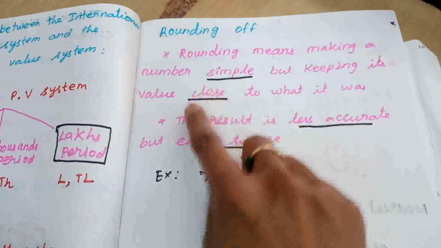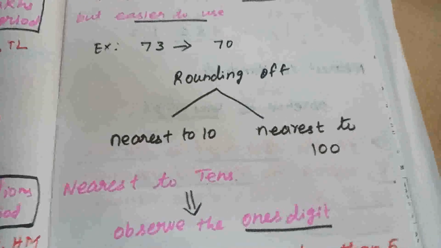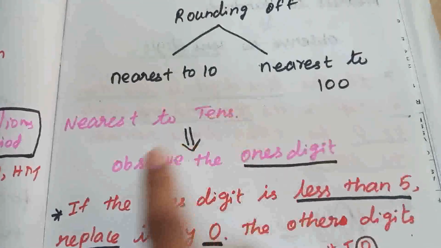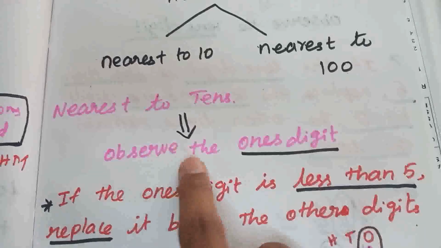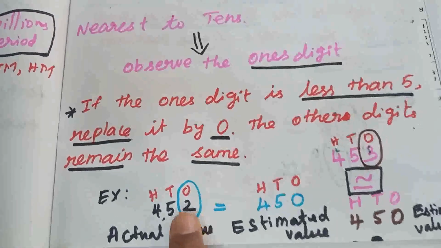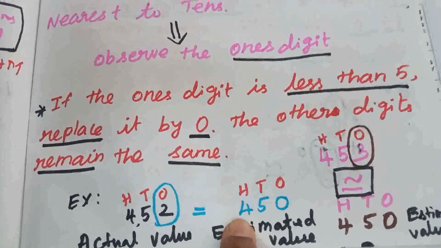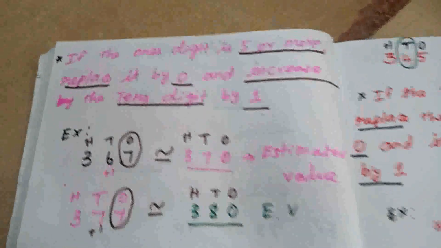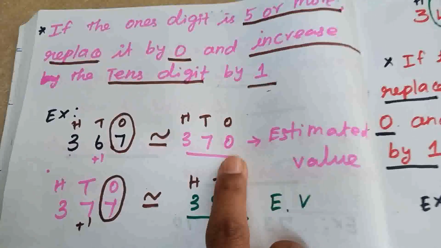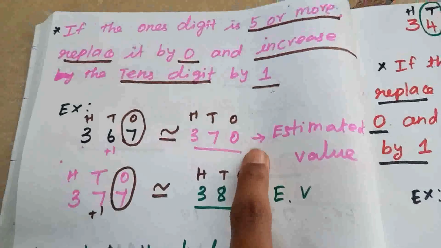Okay, rounding off. Rounding off means we use a less accurate but easier to use number. That's why we use rounding off. In rounding off we have 2 ways. One is the nearest to tens. Nearest to tens means you should observe the ones digit. The first rule: if the ones digit is less than 5, you put 0 in the ones place and write the remaining digits as they are. Next, the second rule: if the ones digit is 5 or more, you put 0 in the ones place, add 1 in the tens place, and write the remaining digits as they are.